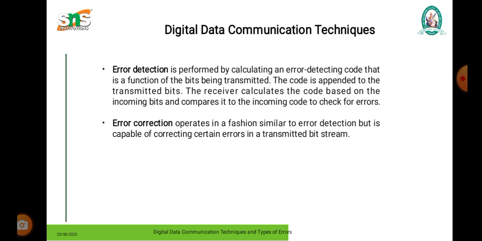And next one is error detection, which is performed by calculating an error detecting code, which is a function of the bits being transmitted. The code is appended to the transmitted bits, and the receiver calculates the code based on the incoming bits and compares it to the incoming code to check for errors. And next one is error correction, which is similar to error detection, but it is capable of correcting certain errors in a transmitted bit stream.